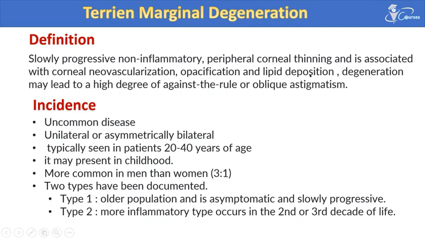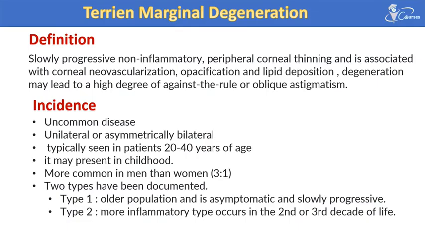The lipid deposition gives this kind of degeneration a specific pattern or shape. This degenerative disorder will result in a high degree of against-the-rule or oblique astigmatism. This is very important because this is the actual problem of the patient. The patient is unlikely to come to you complaining of pain, photophobia, discomfort, or redness. He will come complaining of diminution of vision, because the degeneration in the corneal tissue results in astigmatism.